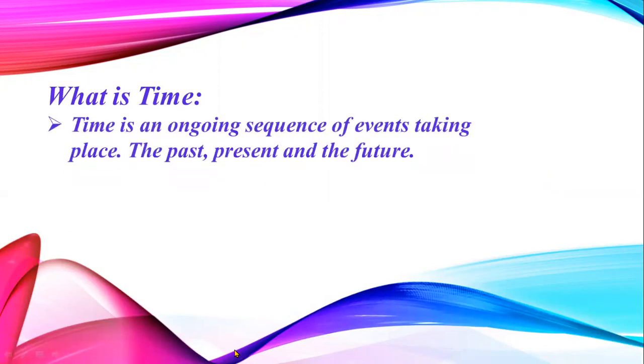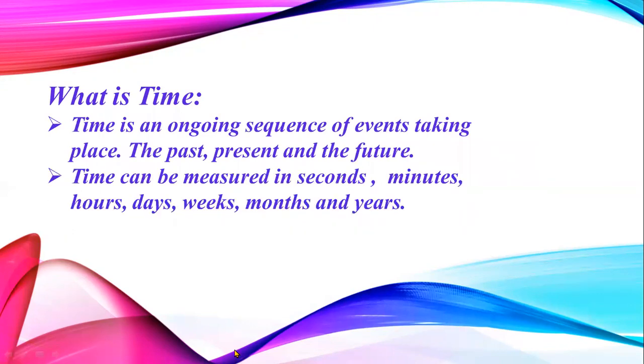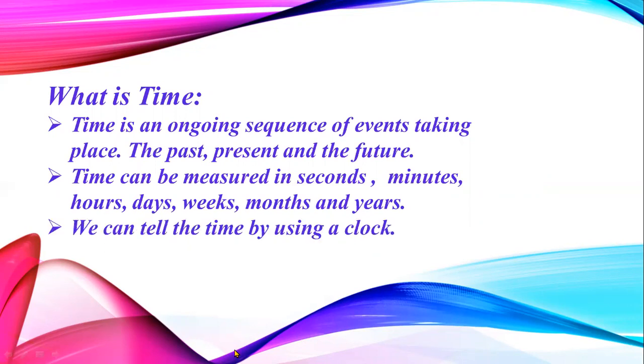What is time? Time is an ongoing sequence of events taking place, the past, present, and the future. Time can be measured in seconds, minutes, hours, days, weeks, months, and even years. We can tell the time by using a clock. From this definition, we came to know that time is an ongoing process. It changes day in and out. Also, we use a clock to tell the time.